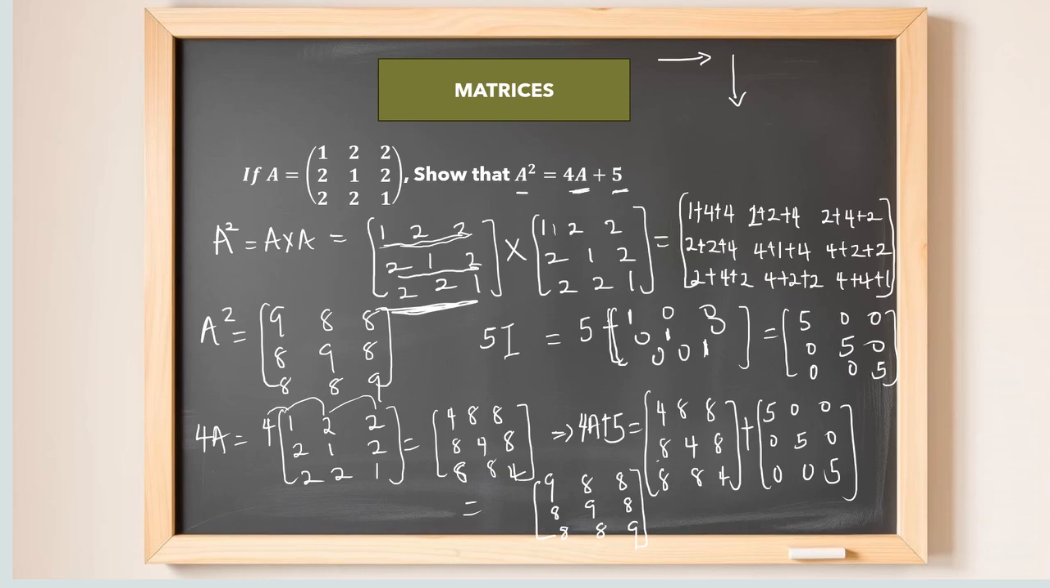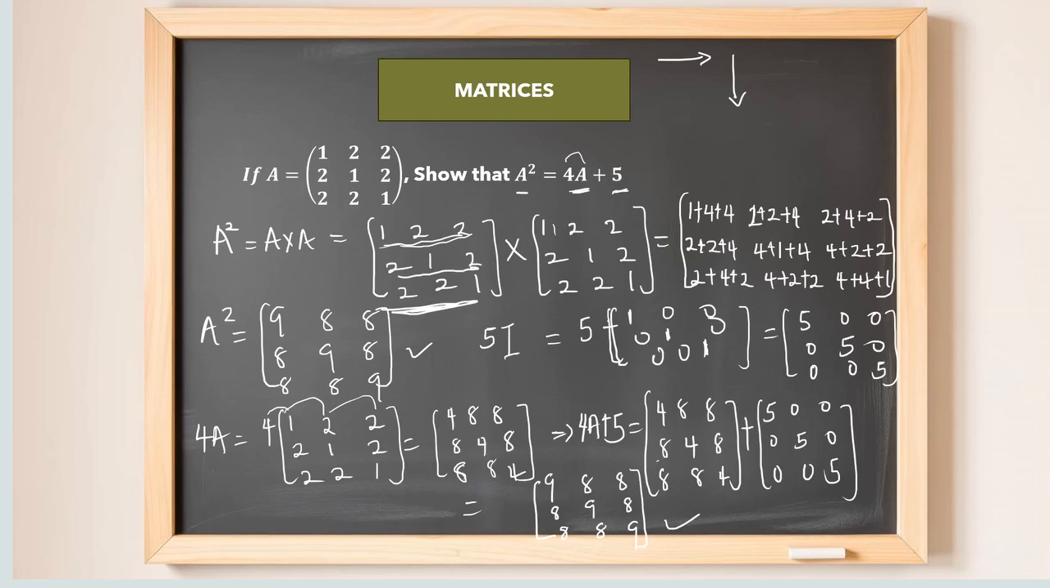Now let's confirm this with A squared. You can see we have 9 8 8, 8 9 8, 8 8 9. So what I just did was 3 by 3 multiplication of matrices, which I got this, and I simplified it to be this, A squared. And here we have 4A plus 5. I multiplied my scalar with the matrix A. This is what I did here. And I got 4 8 8, 8 4 8, 8 8 4.